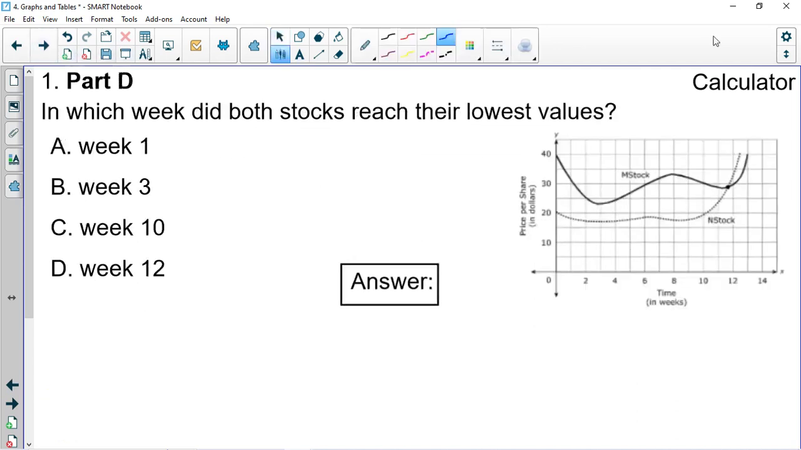All right. Number one, part D. In which week did both stocks reach their lowest values? Well, we already did this for M stock. M stock's lowest value was right there. And if we look at N stock, it's actually kind of close. N stock, it looks like it hits its lowest value there and maybe there. So that could be kind of confusing, but the key word here is both. In which week did both stocks reach their lowest value? And the best answer is going to be right there, which is, what is that, week 3? That's choice B.